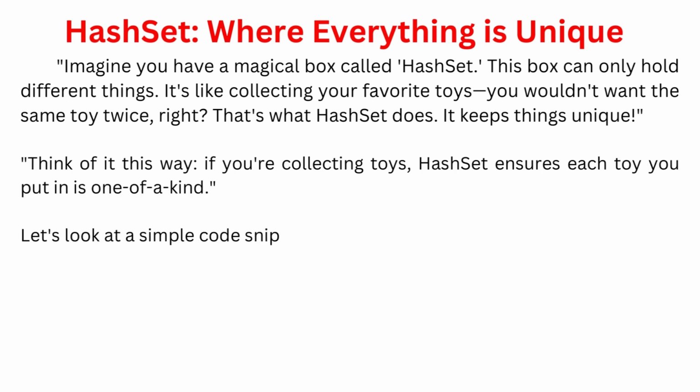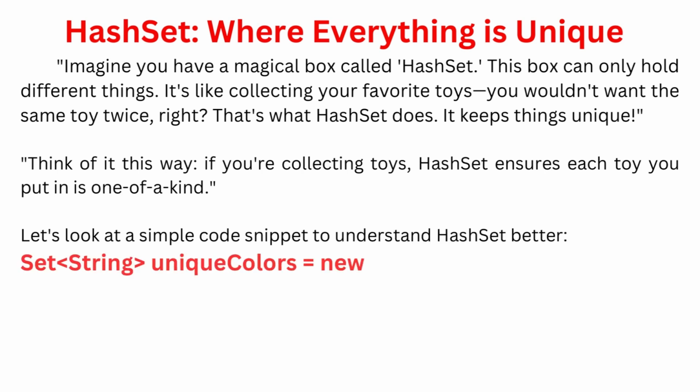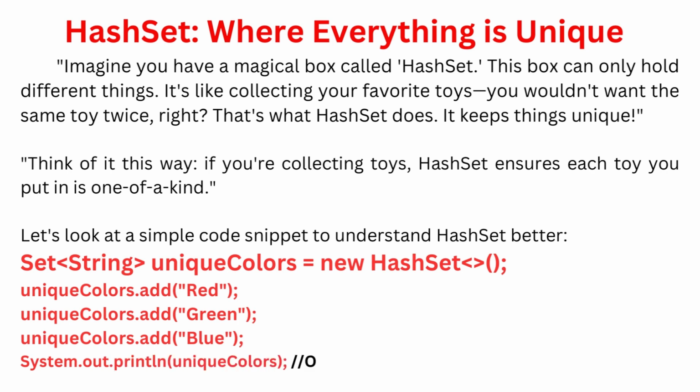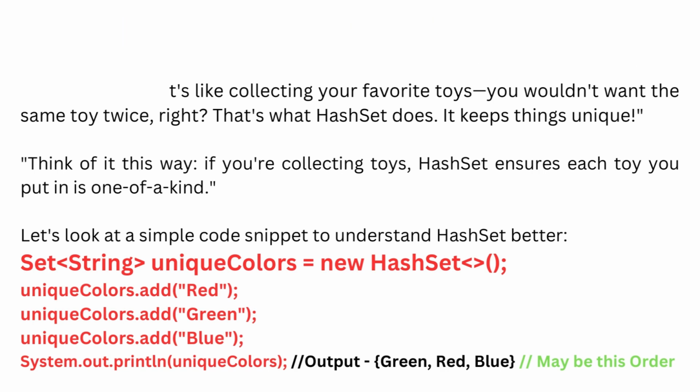Let's look at a simple code snippet to understand HashSet better. Set<String> uniqueColors = new HashSet<>(). Here we are taking the reference of Set and giving the reference to the HashSet, and I am adding the values with the add method, and the output is like that. Order can be anything in HashSet.